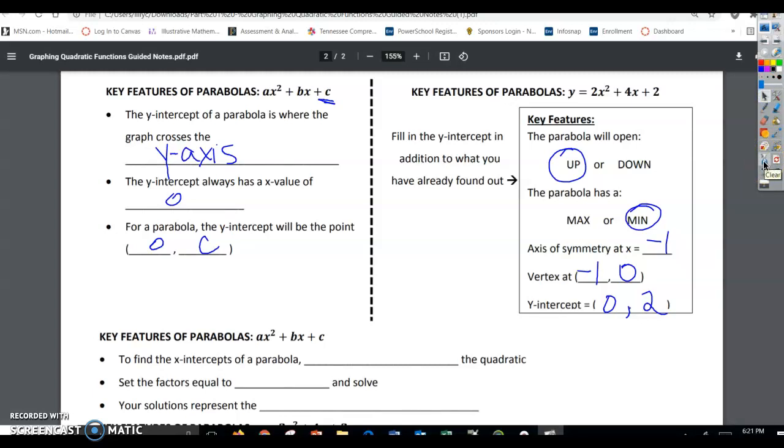All right, go ahead and save that. Make sure you've got that written down. We're going to move on.